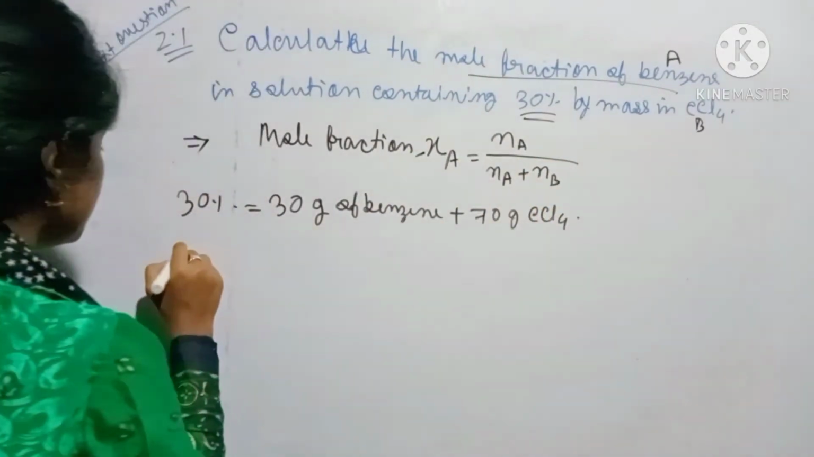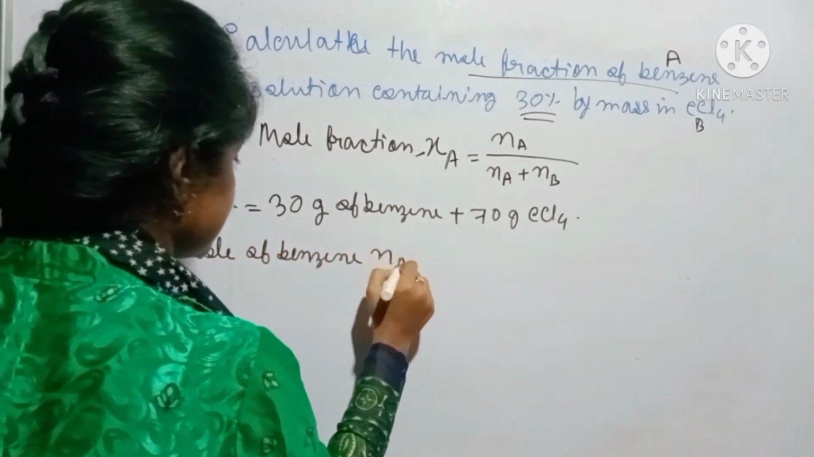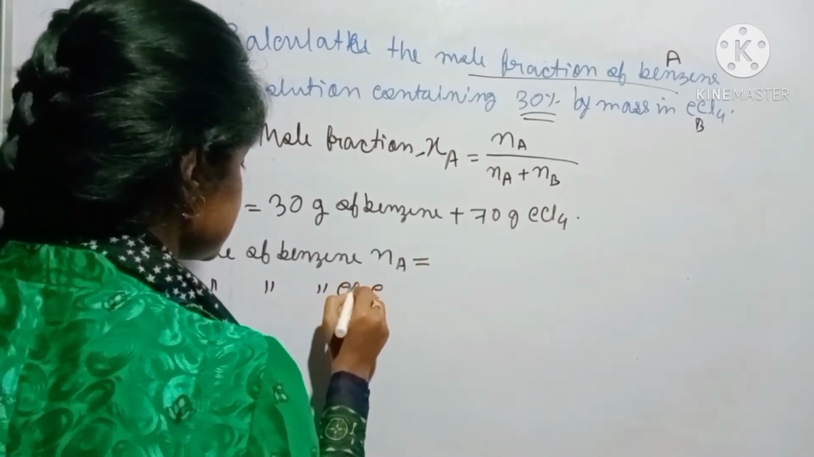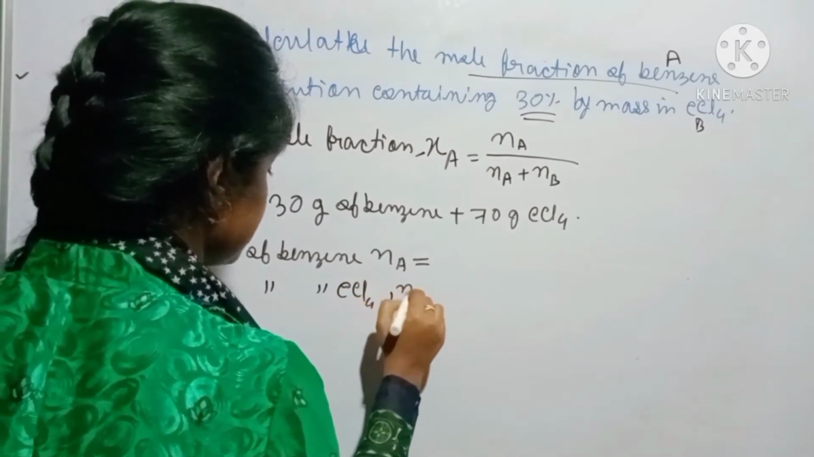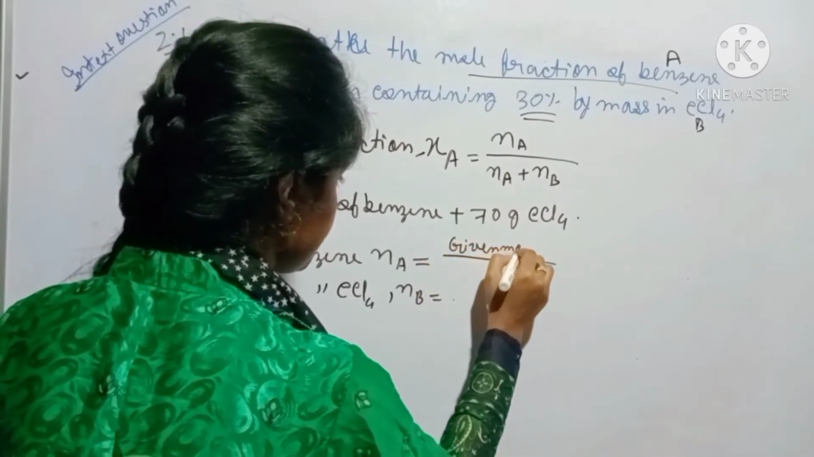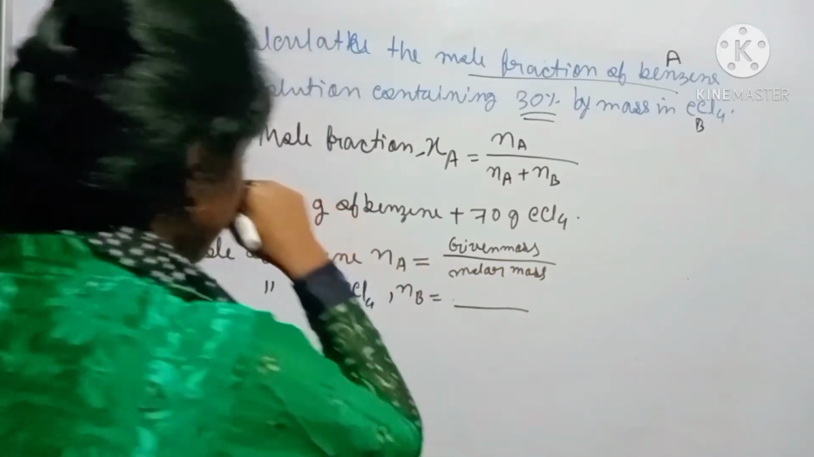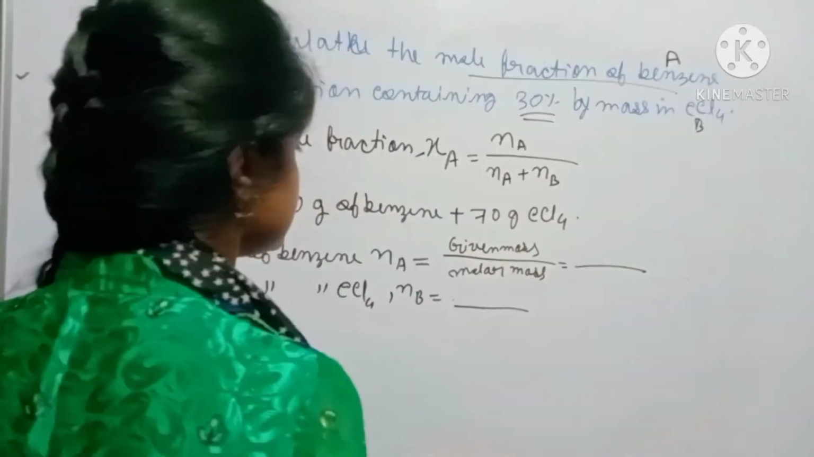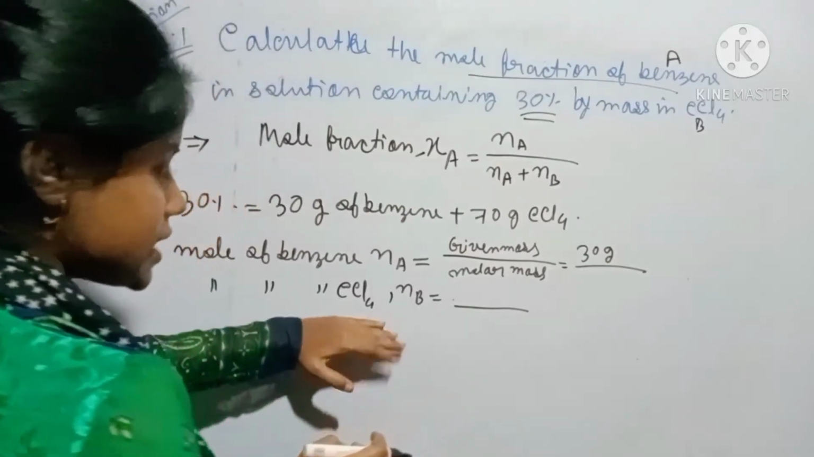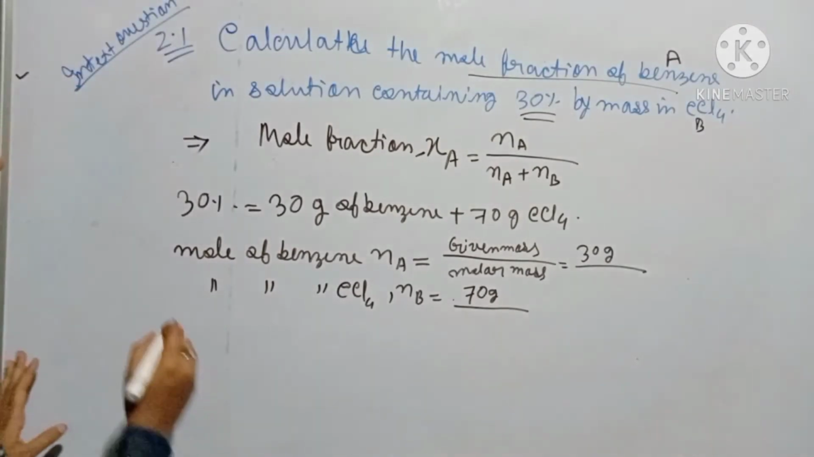Now we have to calculate nA and nB, that means the moles of benzene, which is nA, and the moles of CCl4, which is nB. We know that the formula is given mass by molar mass. Here the given mass is 30 gram in the case of benzene, and in the case of CCl4 the given mass is 70 gram. We have to calculate the molar masses.